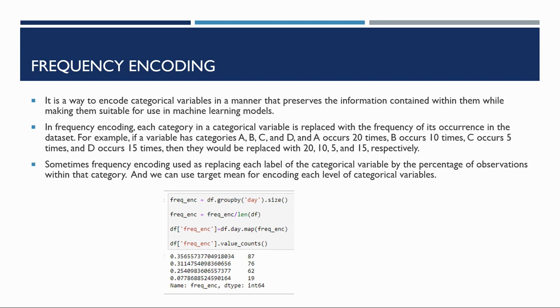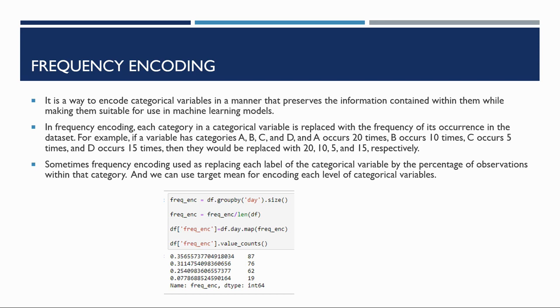And the next comes frequency encoding. This encodes categorical variables in a manner that preserves the information contained within them. Basically, it calculates the frequency of occurrence of a particular label, which identifies what percentage of that particular label is present in that feature, and assigns that frequency value to that particular label.